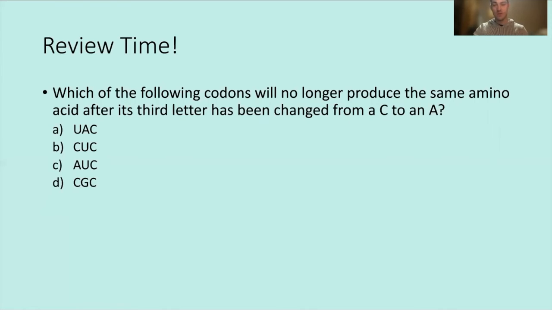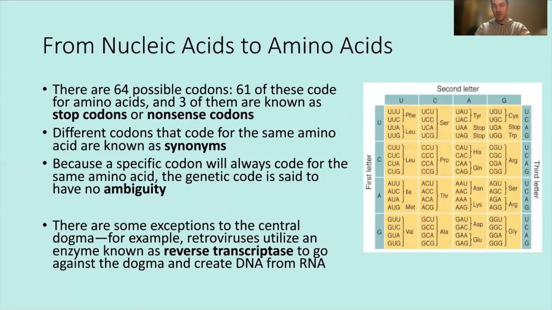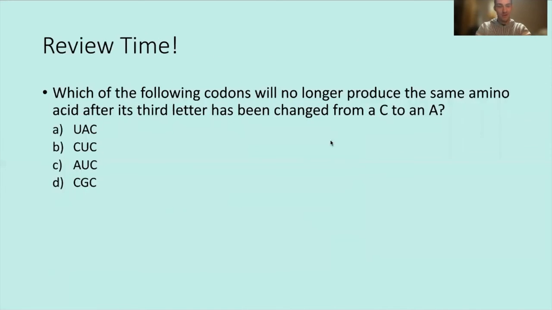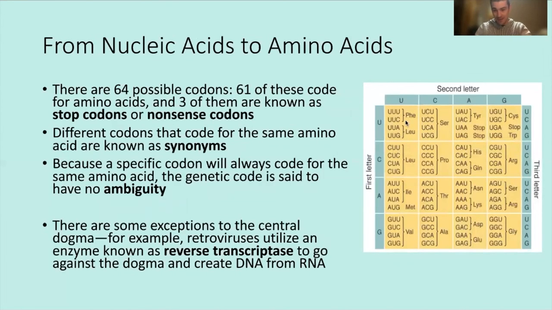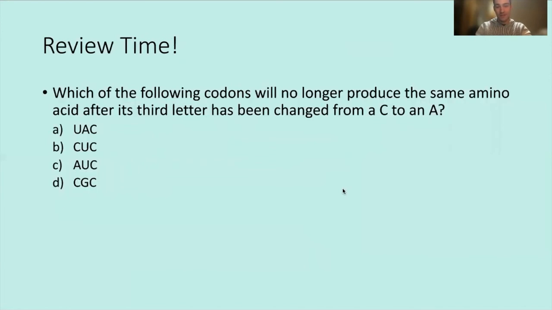Which of the following codons will no longer produce the same amino acid after its third letter has been changed from C to A? The correct answer is A, and that would be UAC. It really just comes down to looking over here. You just have to see which codon is producing a change, which is not going to produce the same amino acid. If we change that UAC to UAA, that C in this top third box to an A, it's no longer coding for tyrosine, it's becoming a stop codon. That mutation would not be silent. So that's why UAC is the correct answer.